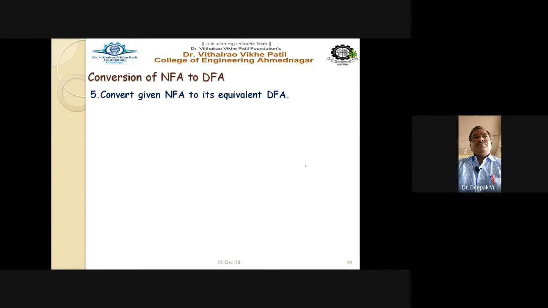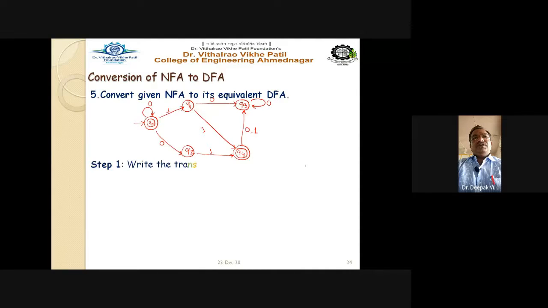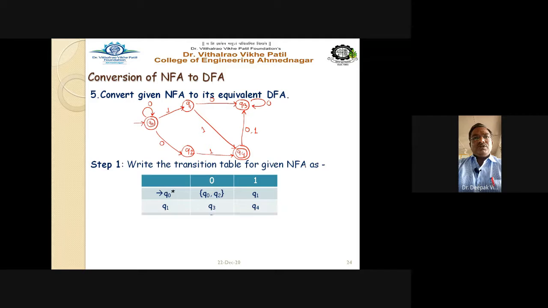Okay, so one more example, we'll just quickly go through it. Write the transition table for the given NFA. So the transition table has q0, q1, q2, q3, q4. The final states are q0 as well as q4. The transitions are given. The only new state we are observing here is your q0, q2 in the transition table. So find out the transitions.